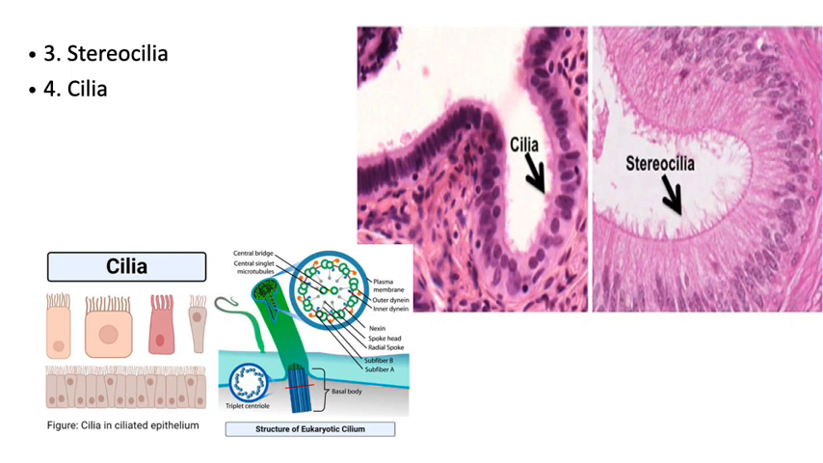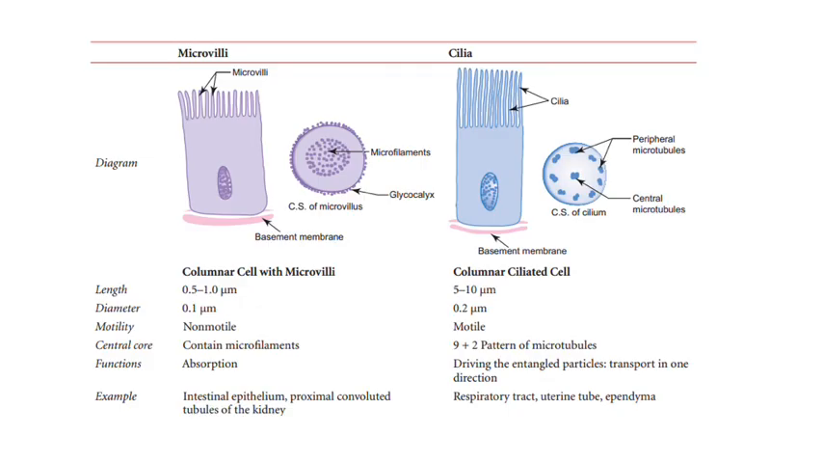Cilia. Okay, this is the difference between a microvilli and cilia. Microvilli, we have seen this: a finger-like projection, a minute finger-like projection, whereas here we have seen a long hair-like projection. With microvilli, mostly the function is absorption. Here, transport is the main function.